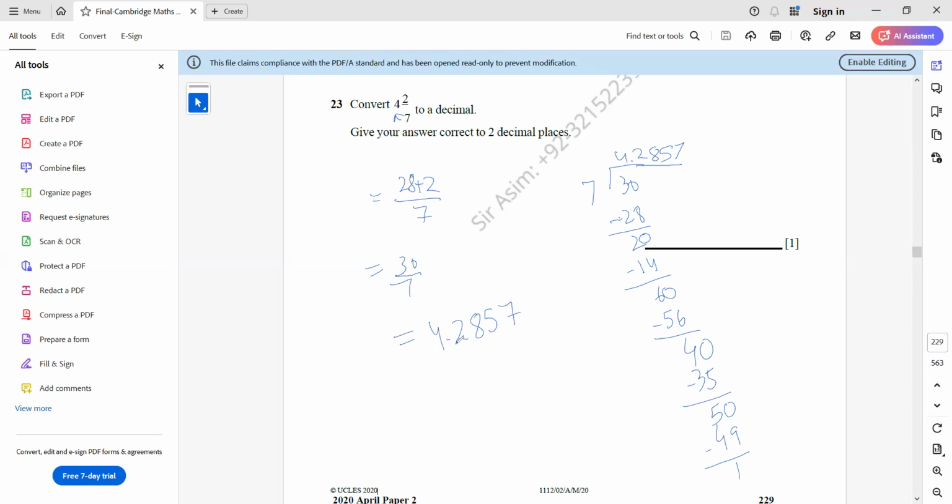Or if you just round them up to three significant figures or two decimal places, that would be 4.29. This is also correct. So this is how it is to be done. That was straightforwardly a question of long division.